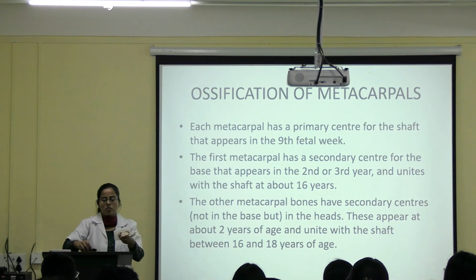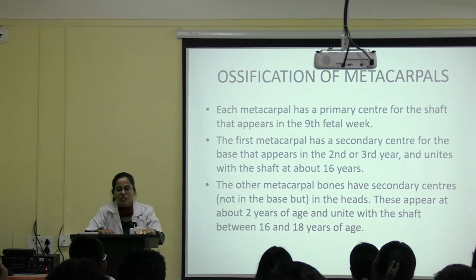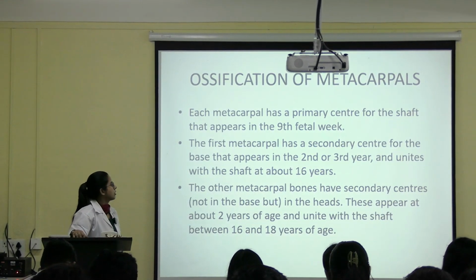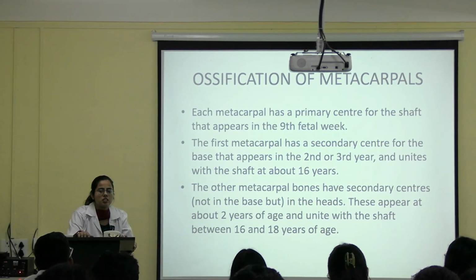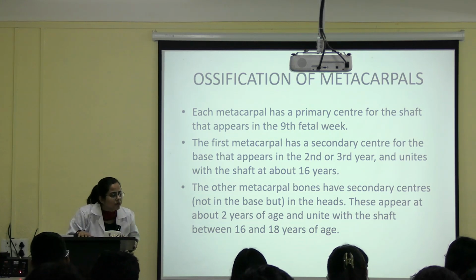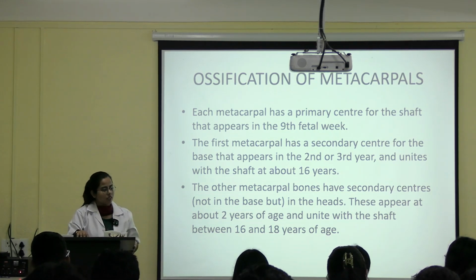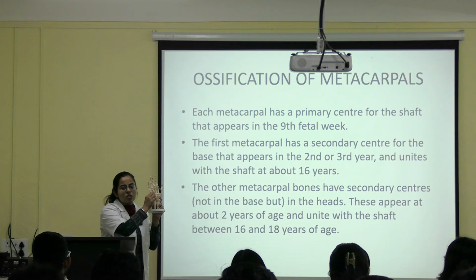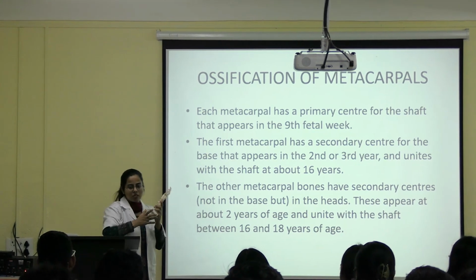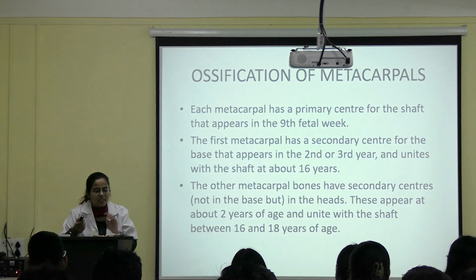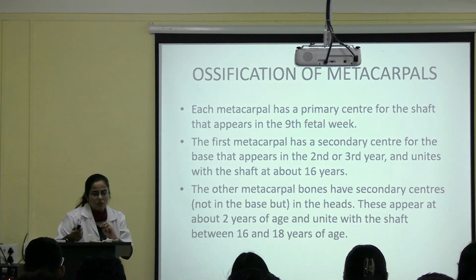Now, ossification of metacarpals. Do you know what is ossification? What do you mean by ossification? Formation of bones from cartilage. Now, what is primary ossification center and what is secondary ossification center? In case of metacarpals, the primary ossification center will appear in the shaft of the metacarpals, and it will appear by 9th week of intrauterine life. It appears prenatally.